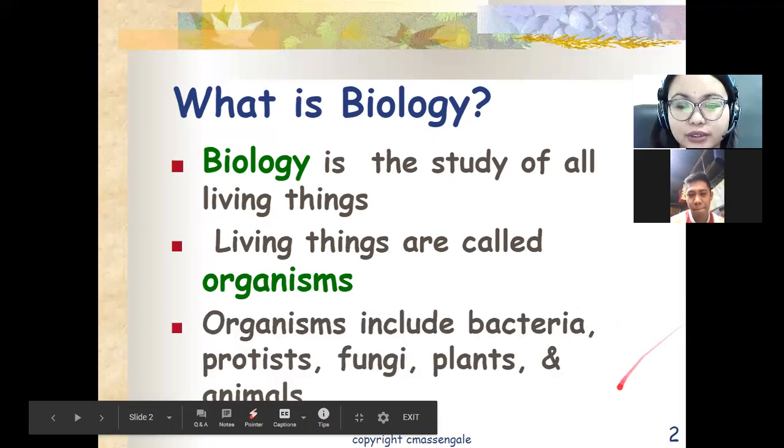So this includes, when we speak of organisms, examples of these: bacteria, protists, fungi, plants, and animals. So these are all organisms.